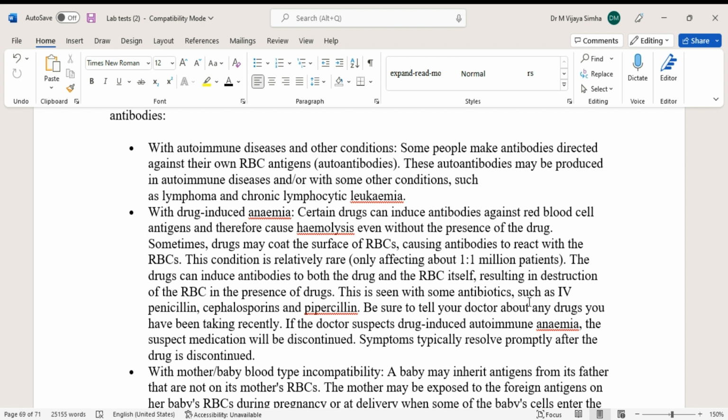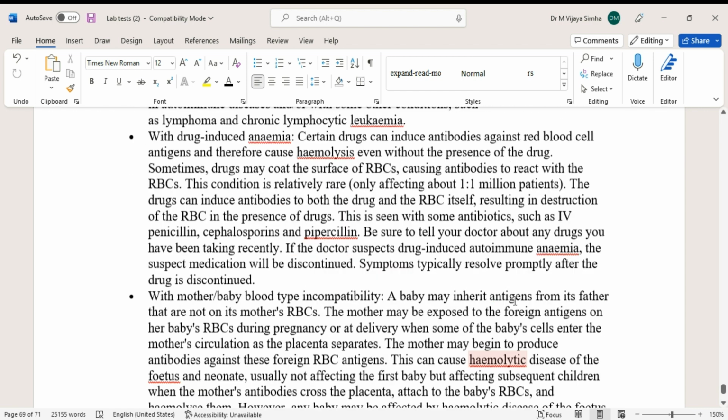The drug can induce antibodies to both the drug and the RBC itself, resulting in destruction of RBCs in presence of the drug. This is seen with some antibiotics such as IV penicillin, cephalosporin, piperacillin. Be sure to tell your doctor about any drug you have taken recently. If the doctor suspects drug-induced autoimmune anemia, the suspect medication will be discontinued. Symptoms typically resolve promptly after the drug is discontinued.